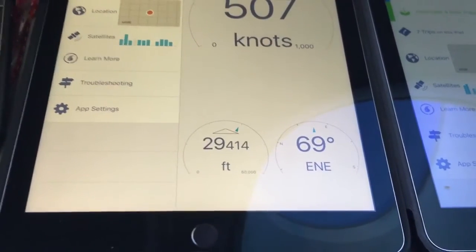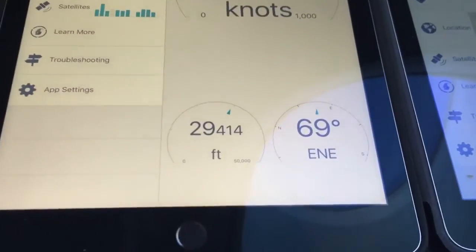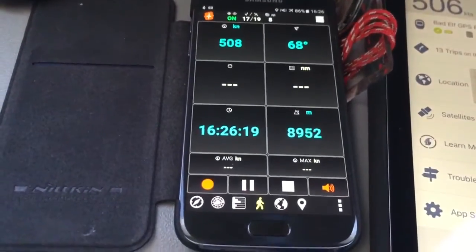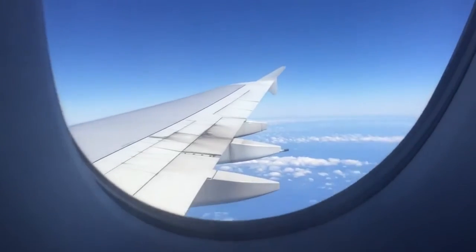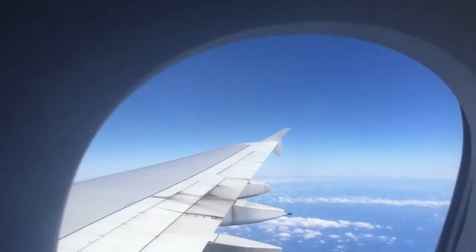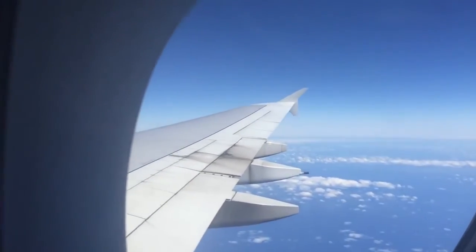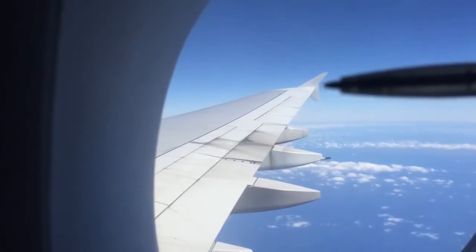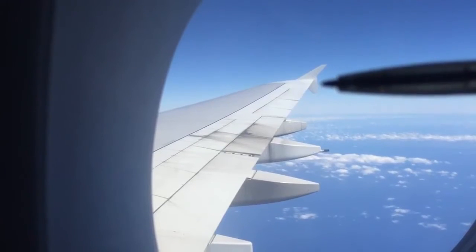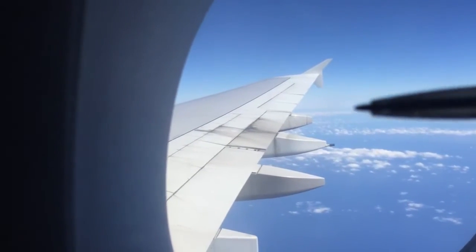So we're approaching 30,000 feet now, still climbing, still heading 069 degrees, almost 9,000 metres. And if we have a look now again at the wingtip, you'll see that the horizon has dropped even further. Very, very obvious now. Now remember that when we first started this, the horizon was in line with that part of the winglet. Now it's significantly lower.